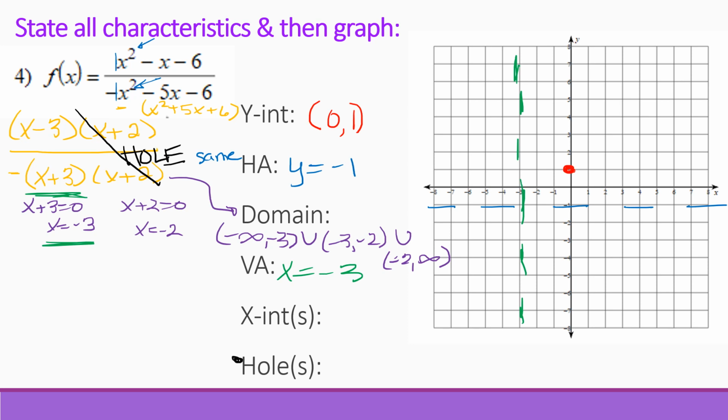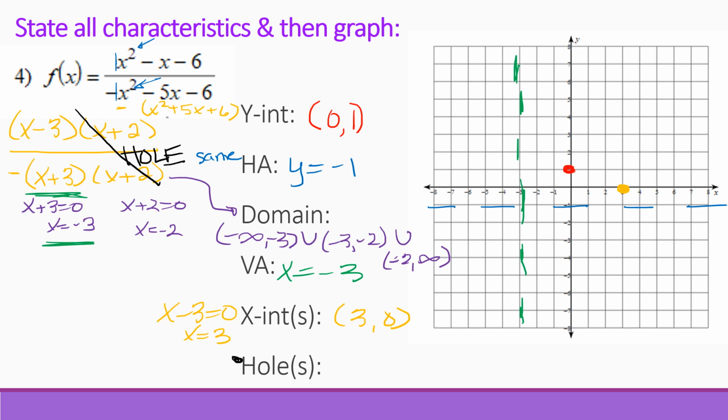X-intercepts are any factors that you have left in the numerator. And in this case, what I have left in the numerator is the x minus 3. And when I set that equal to 0, I get a positive 3. So my x-intercept is at the ordered pair 3, 0. So I'll travel over to 3, 0. Put my x-intercept. All right, now back to the hole.